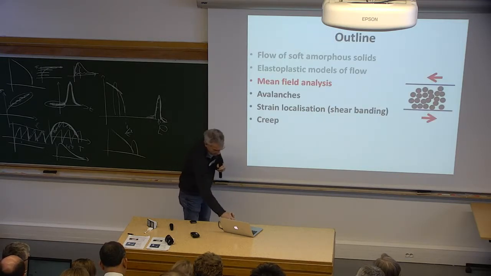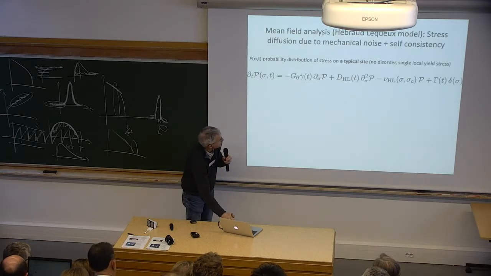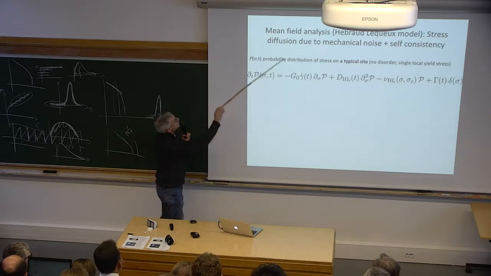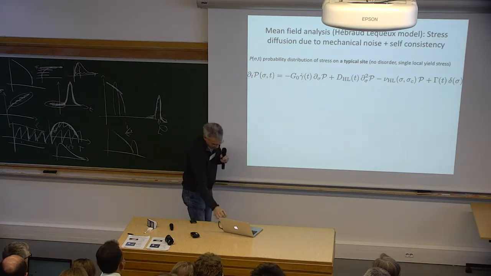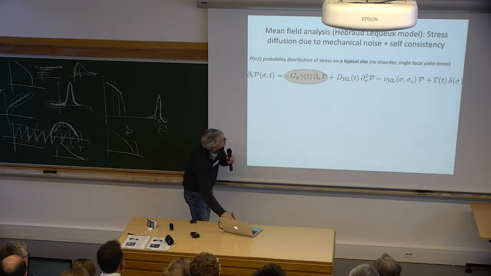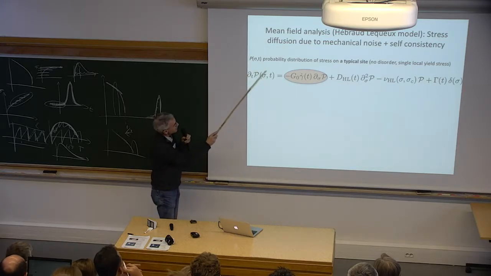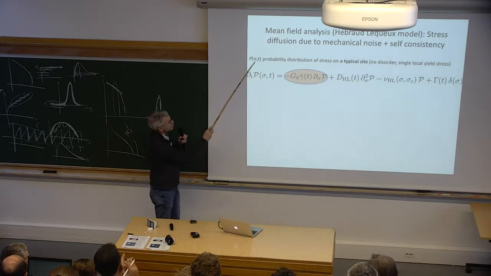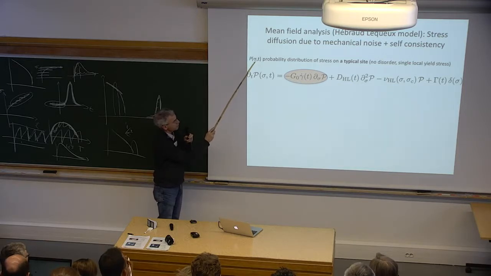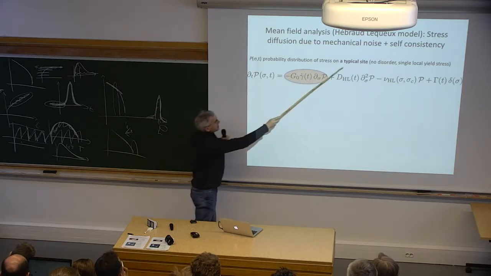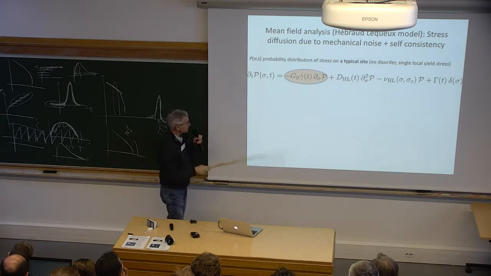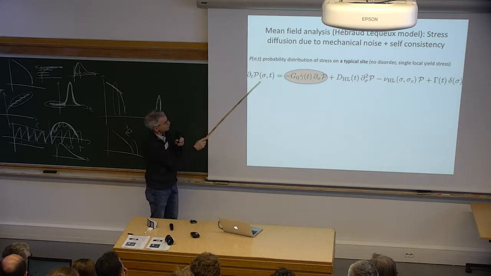So now let me say a few words about the simplest mean field analysis you can make of this kind of model. This was actually done a long time ago by Hebraud and Lequeux. And I was told it's actually also used in neural network models, so the same equation. Essentially, by mean field here, I mean I want to describe the time evolution of the probability distribution of the stress variable on a typical site. And the time evolution of this probability distribution function is given by a relatively simple equation.